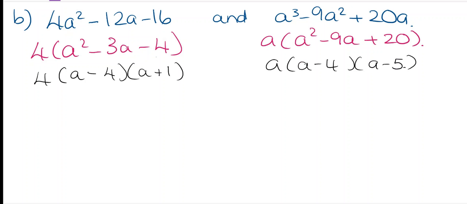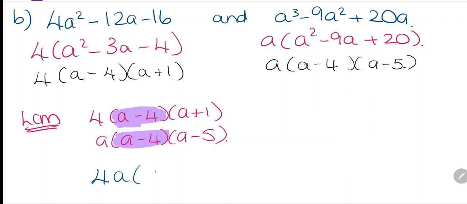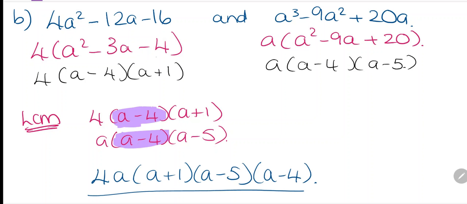So for the LCM, we need to compare now. We have 4, a minus 4, and a plus 1. And we have a minus 4 and a minus 5. Now if we have two or more values that are the same, we only count them once. So our LCM will be 4a multiplied by a plus 1, a minus 5, and then I just include the a minus 4 once.